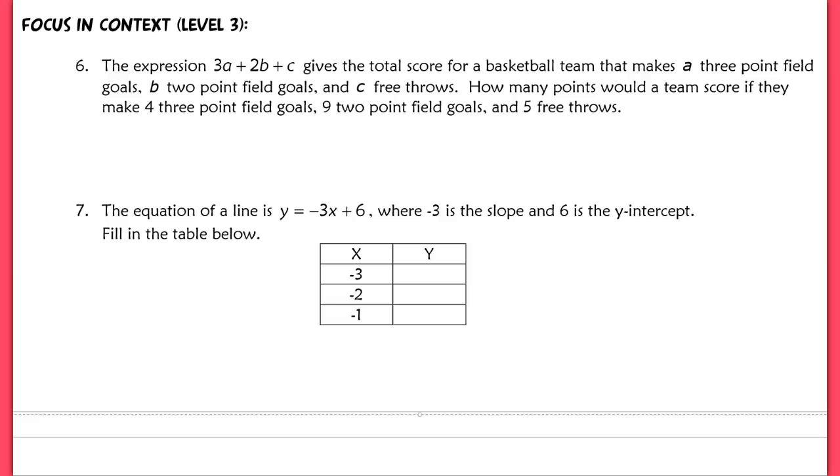Okay, next up we have our focus and context questions, our level 3 questions. So these are going to be similar to level 2, except now they're going to be in context to possibly a word problem or other mathematical applications. So here it says the expression 3a plus 2b plus c gives the total score for a basketball team that makes a 3-point field goals, b 2-point field goals, and c free throws.